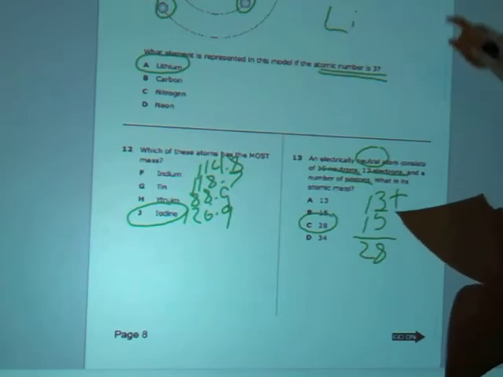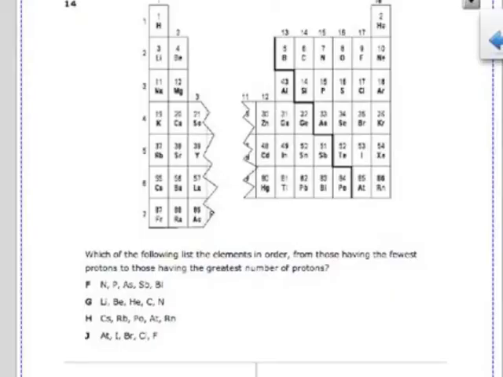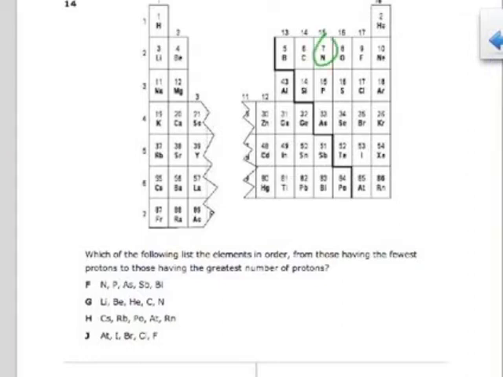Okay, let's go to 14. Which of the following lists the elements in order from those having the fewest protons to those having the greatest number of protons? So let's look at these. N, P, AS, SB, and BI. Okay, does that go from the fewest to the greatest? This one does. Let's try a different color on this one. LI, BE, HE, look where it went, 3, 4, 2. Is that going to work? Because it went to smaller after the 4, so that one's out.